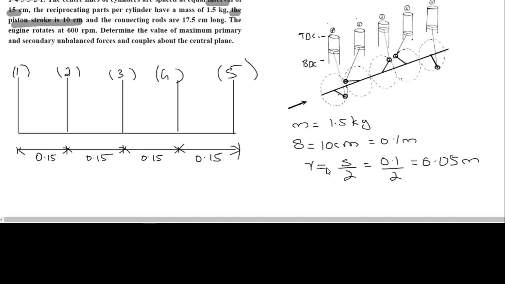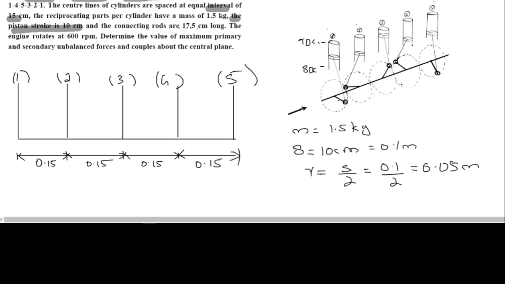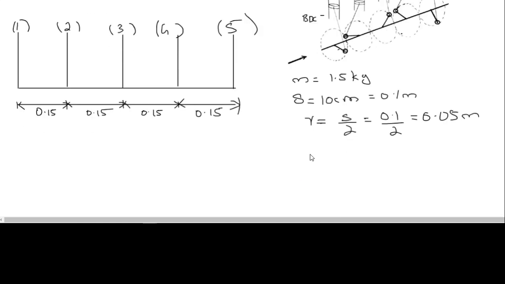So instead of giving R, they have given the stroke length. And the length of the connecting rod is given as 17.5 centimeters. I take it as L, or another symbol to avoid confusion with the reference plane, equal to 17.5 centimeters or 0.175 meters.